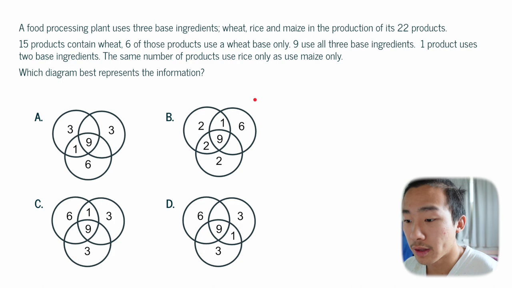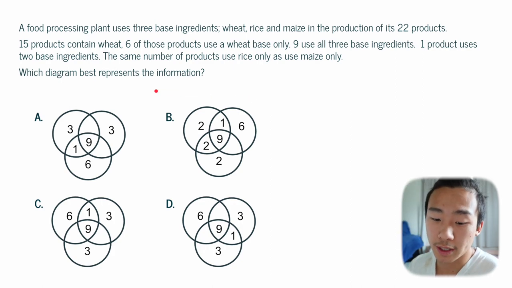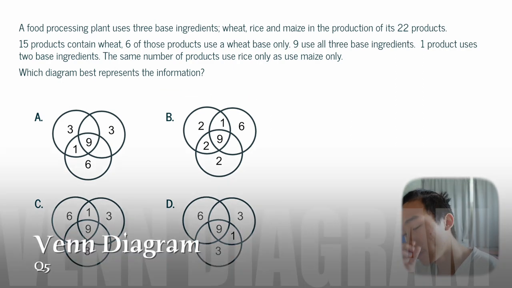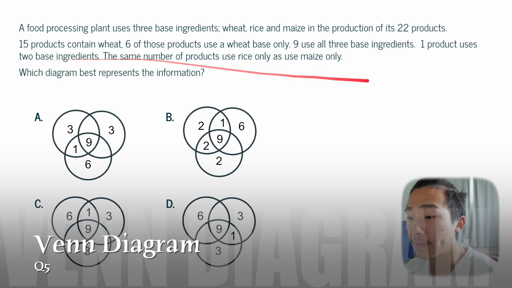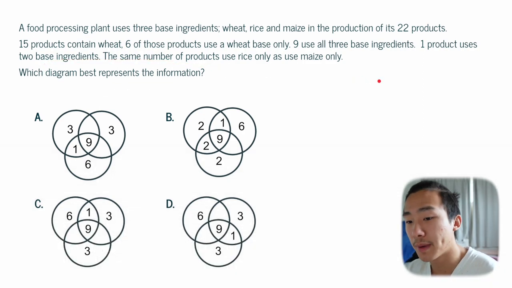And now we're going to look at another type of question in this decision-making part. This is called the Venn diagram. Basically, you're given a statement and you need to find the perfect match for this one.